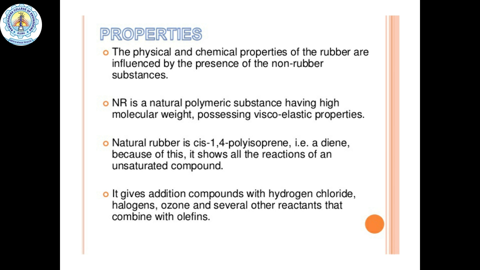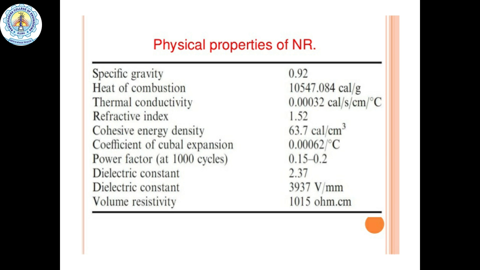So it gives addition compounds with hydrogen chloride, halogens, ozone, etc. Coming to the physical properties of natural rubber: it has a specific gravity of 0.92 and a heat of combustion of 10547.084 calories per gram. Thermal conductivity is 0.00032 and refractive index is 1.52. Cohesive energy density is 63.7 calories per centimeter cube.